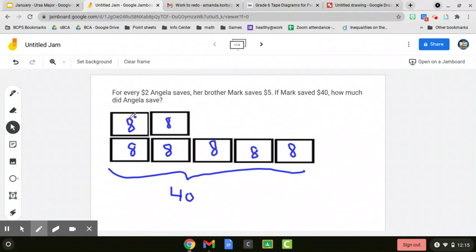So if Mark saved $40, Angela saved 8 plus 8, or $16.